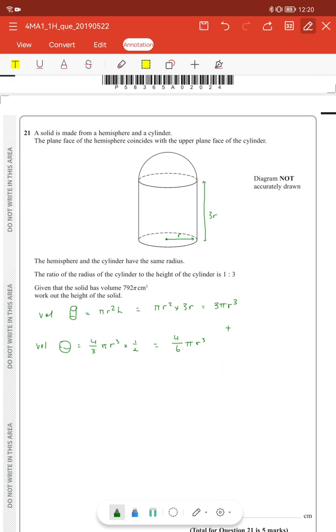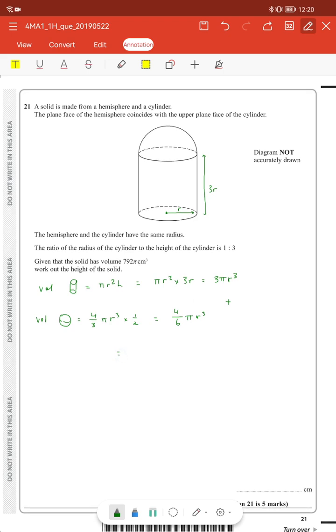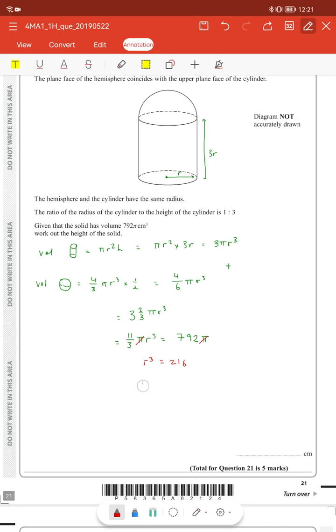So if we were to do 4 divided by 6 plus 3, we would get 3 2/3, or if we were to convert that, 11/3 pi r cubed, which would equal 792 pi. So we can see that the pi's can cancel out, and I can do 792 divided by 11/3, which would give me r cubed is equal to 216, and then I can cube root that answer to give me r is equal to 6.